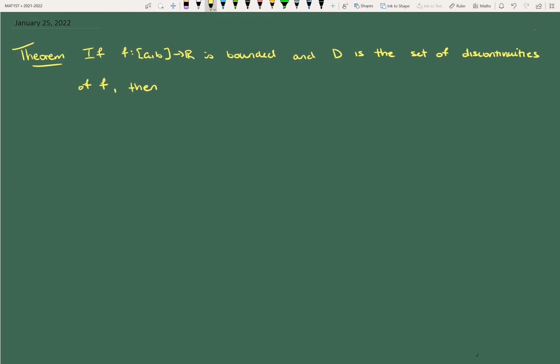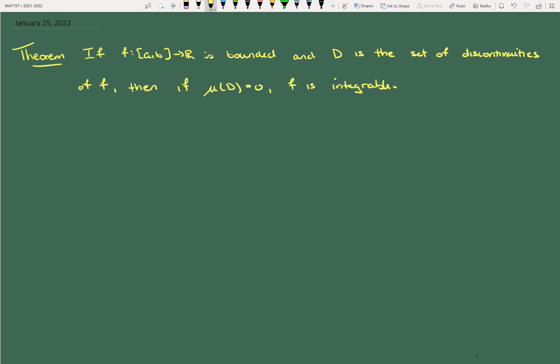So the last theorem that I want to do, or at least we'll probably have time to do, is the following. If f maps [a, b] to R is bounded, and let's say D is the set of discontinuities of f, then if the measure of D is equal to 0, f is integrable. I think I mentioned this theorem to you before. That's a slightly awkward way of saying this. I probably could have stated it a little bit better.